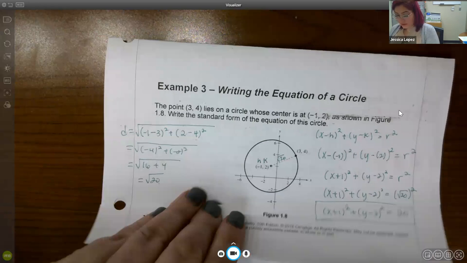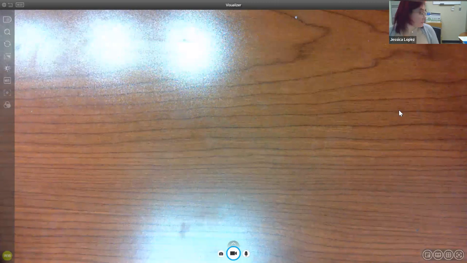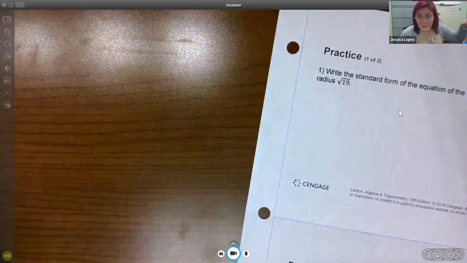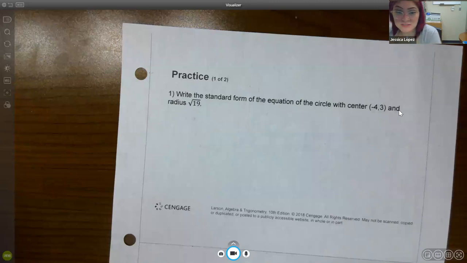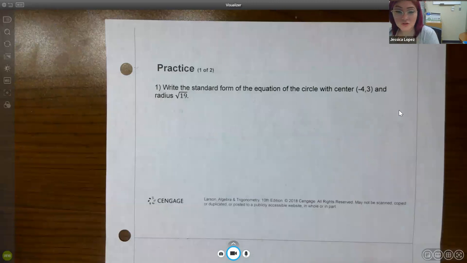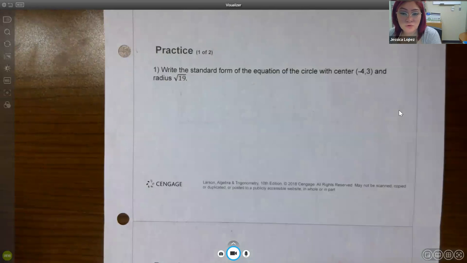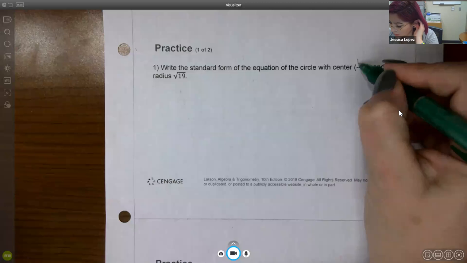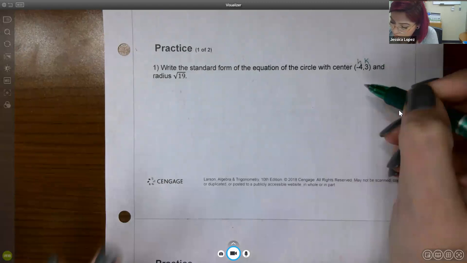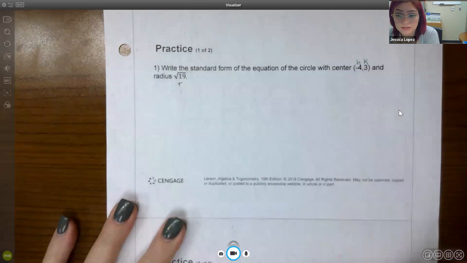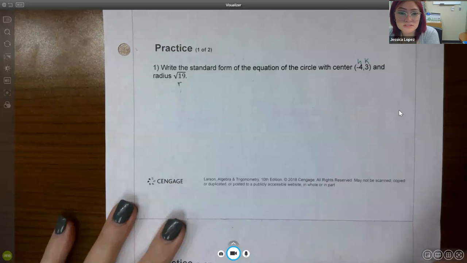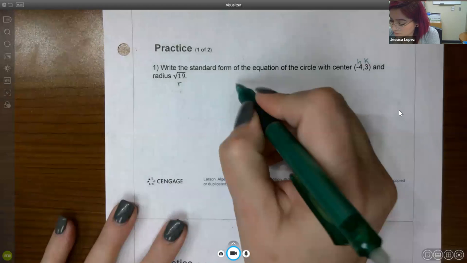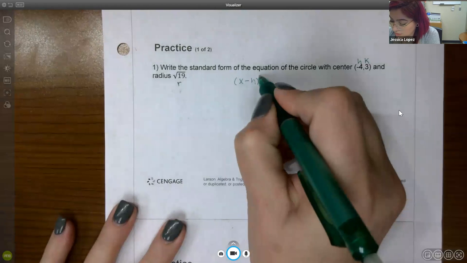Okay, so let's go ahead and look at the practice problems. The practice problems in this section are just two of them. One of them says, write the standard form of the equation of a circle with this as the center and radius of square root of 19. So if this is the center, then we already know what h and k are. And if this is the radius, then I already know what r is. Those are the only three pieces of information I need in order to fill in the equation of a circle.